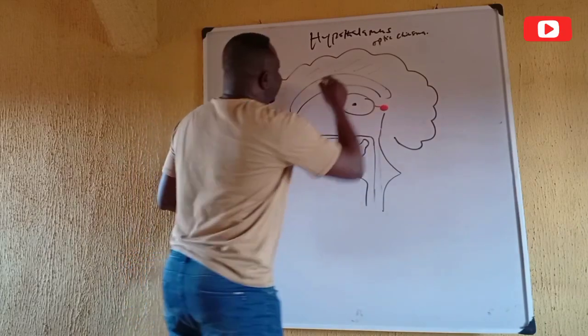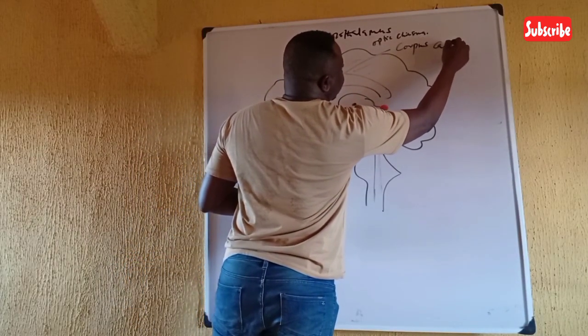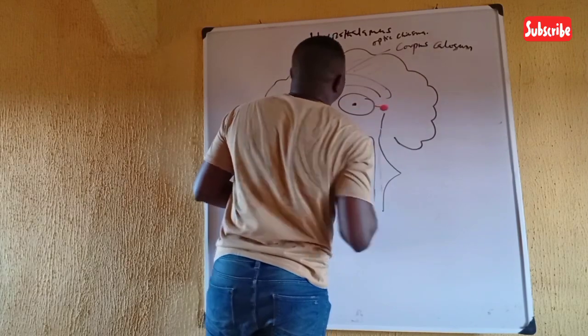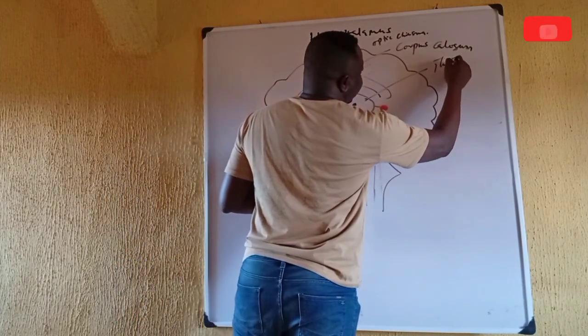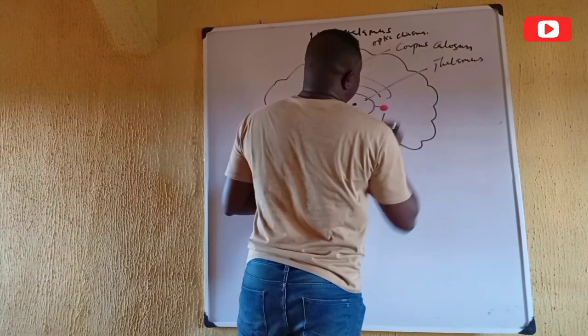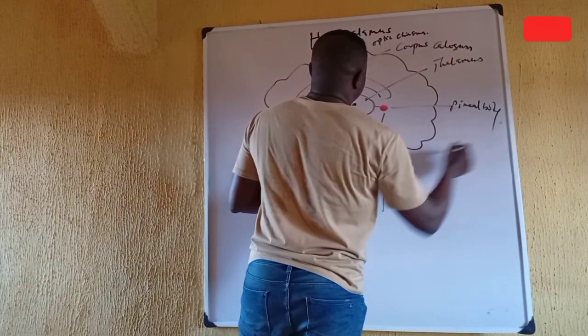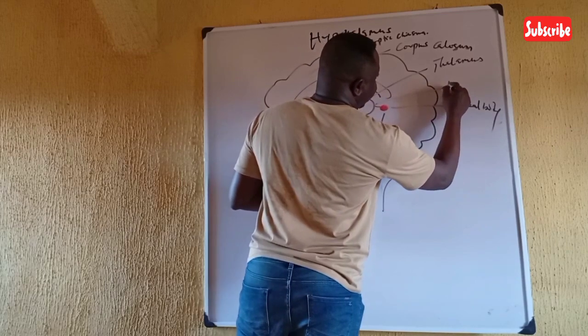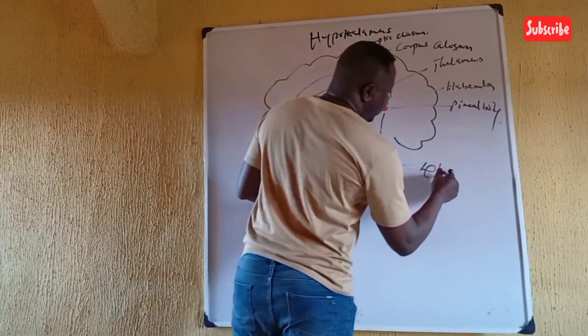Now, from this structure, this is our corpus callosum. And then, this is the thalamus. This is the pineal body. This is the habenula. This is the fourth ventricle.